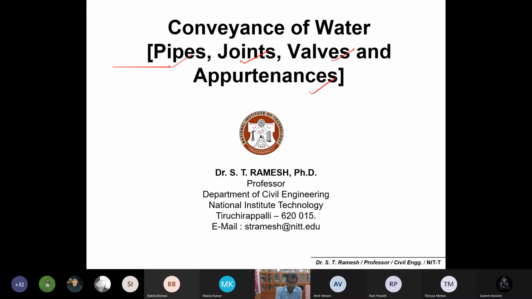Now we are familiar with the source identification and intake structures we discussed in the last class. Now, from the intake tower or intake well, we have to bring the water to a treatment plant or to consumers directly. For that we have to plan. So this is simply called the conveyance system.